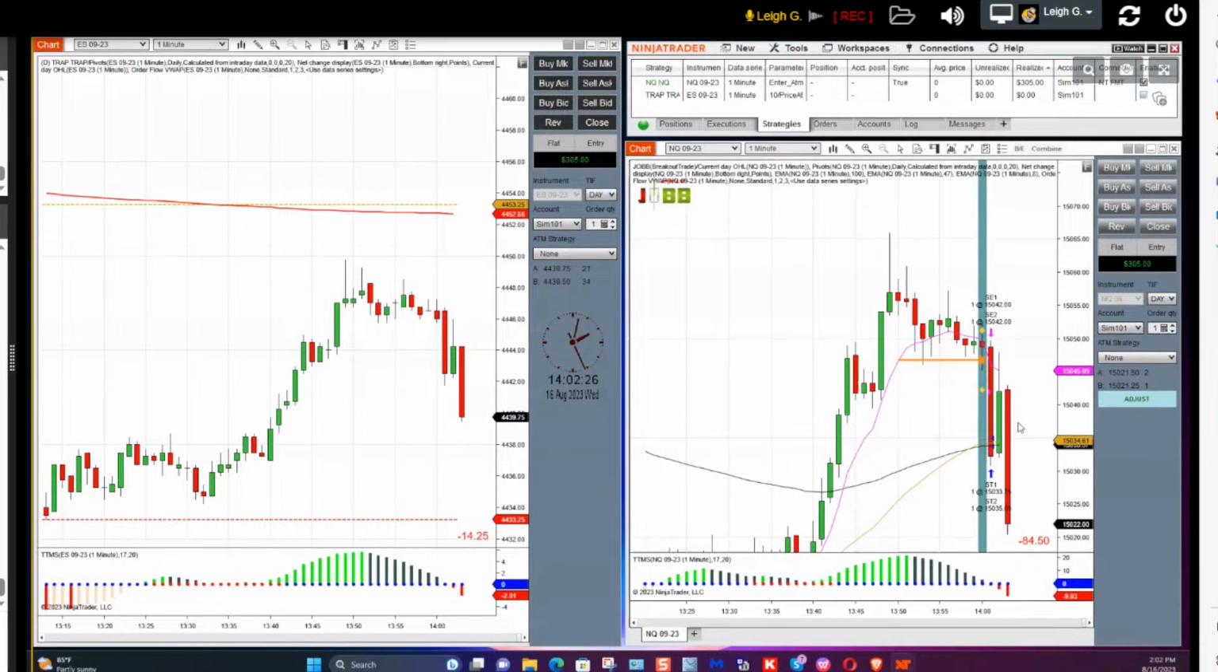NQ, no one else traded. Sander was it. Was Sander the only one? That's it.